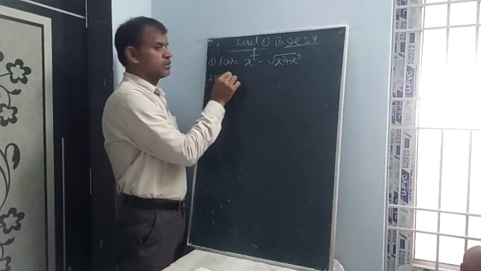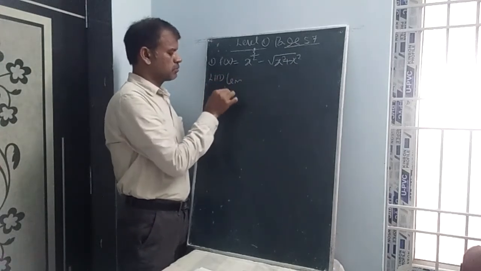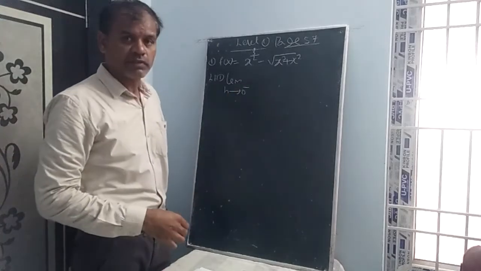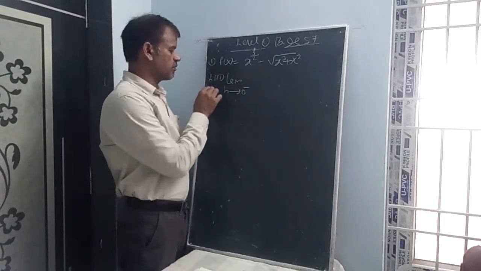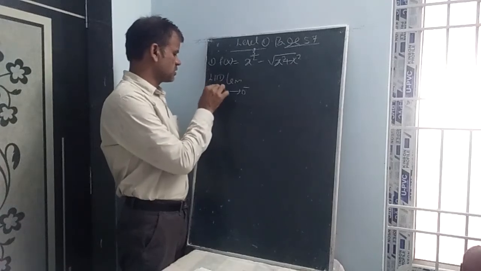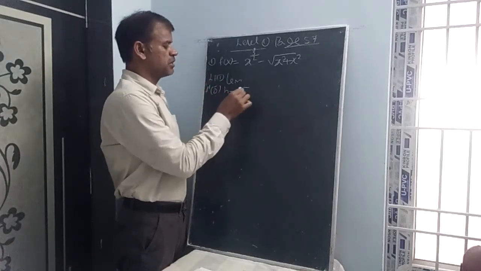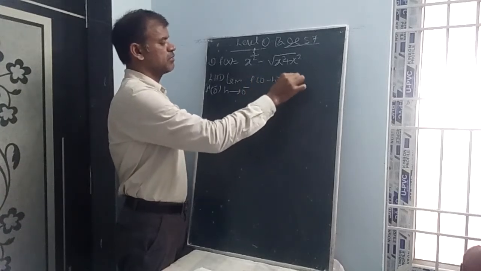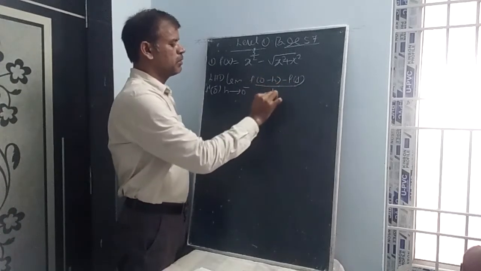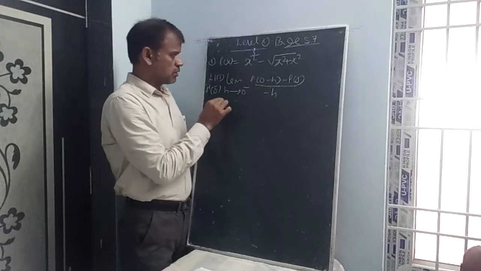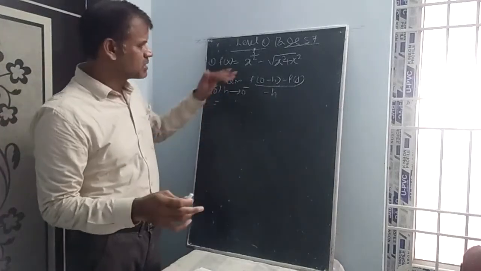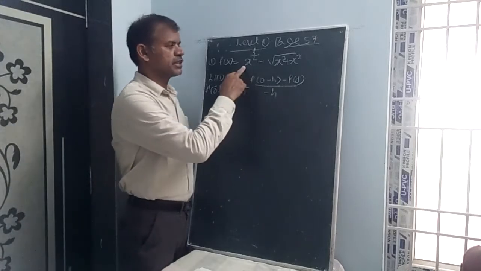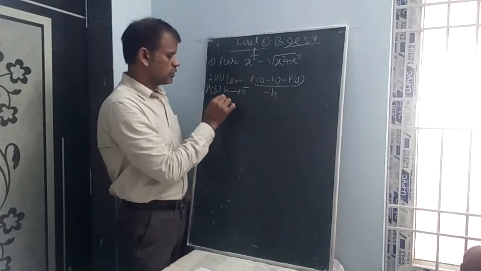LHD formula: limit h tends to 0 minus, at 0 only, since every option is given, that is why I am discussing LHD. f dash of 0 minus is limit h tends to 0 minus of f of 0 minus h minus f of 0, whole by minus h. Substitute here: instead of x you should substitute 0 minus h, so f of minus h minus f of 0, which is nothing but 0 minus 0, it becomes 0.